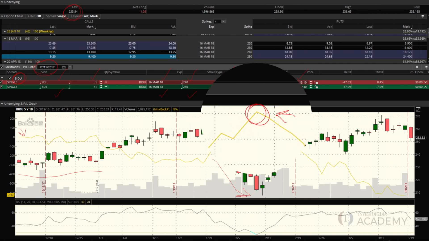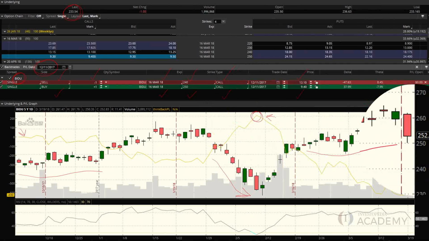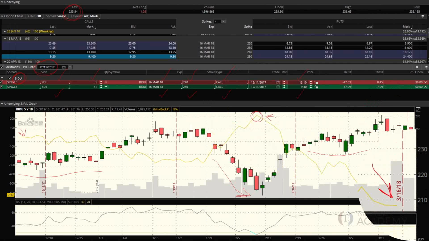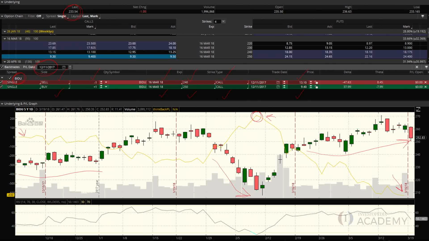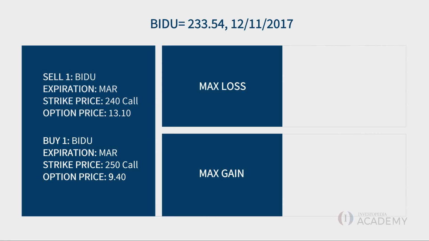But what ended up happening with Baidu? Well, as we can see here, Baidu ended up going higher. So I thought the stock would go lower, but it actually went higher. So what happens in my bear call spread? Well, if we look at the P&L, it actually went negative. So this ended up being a negative trade.